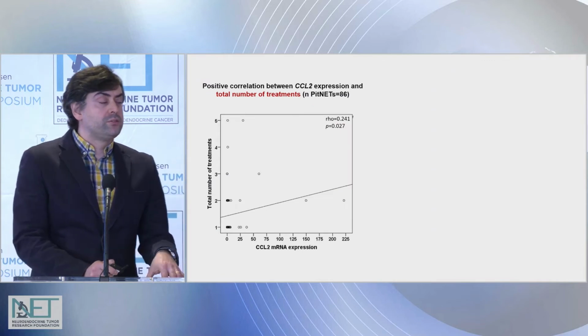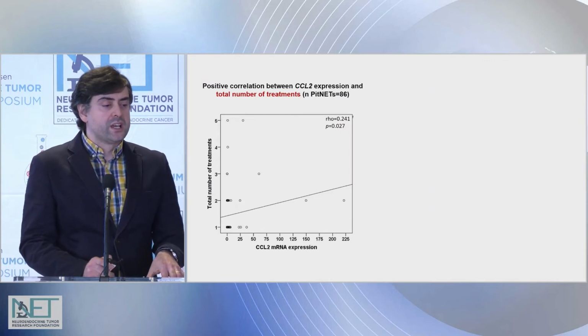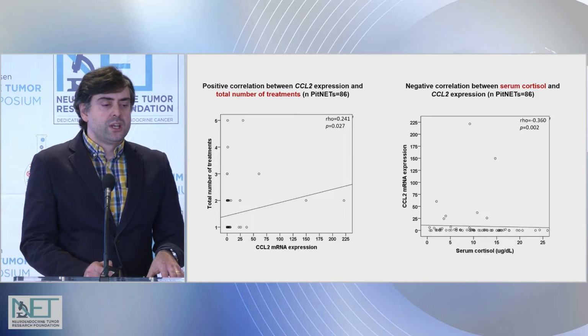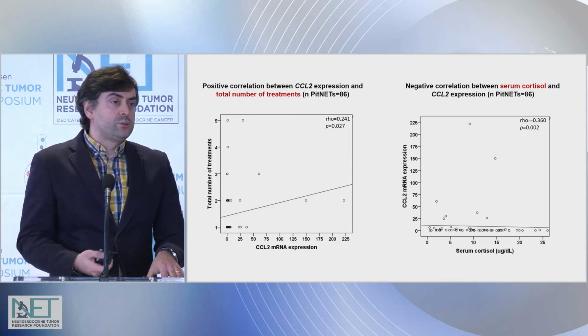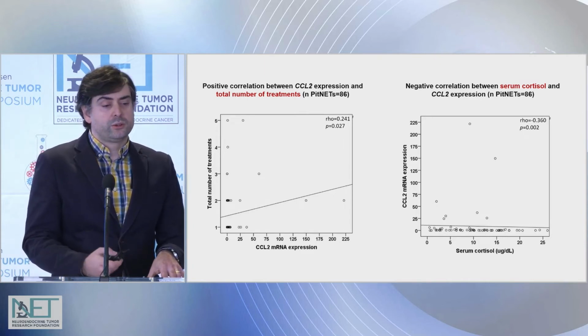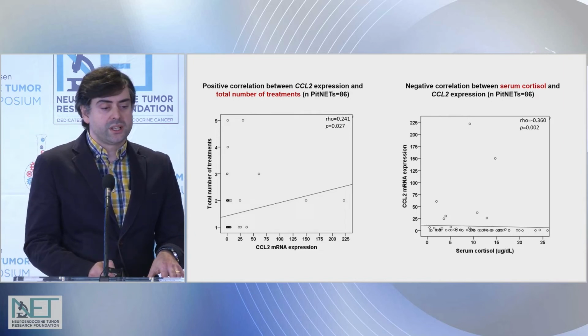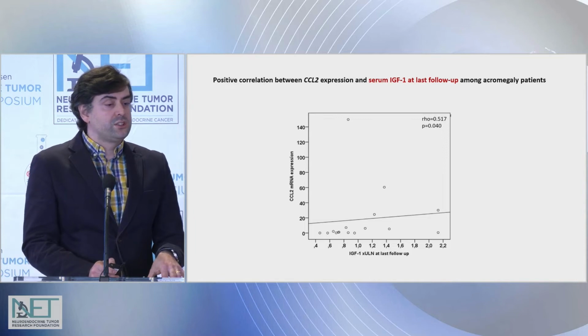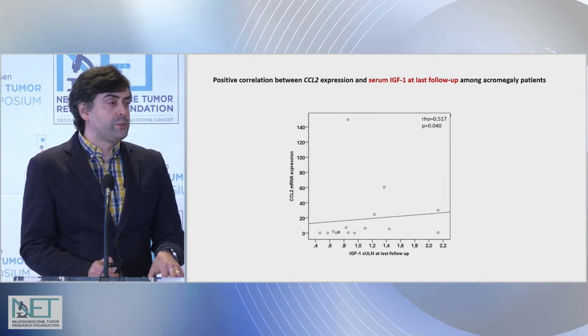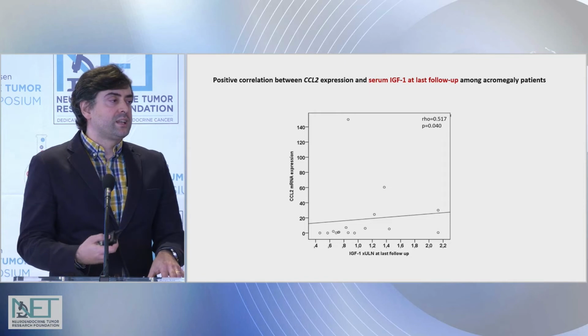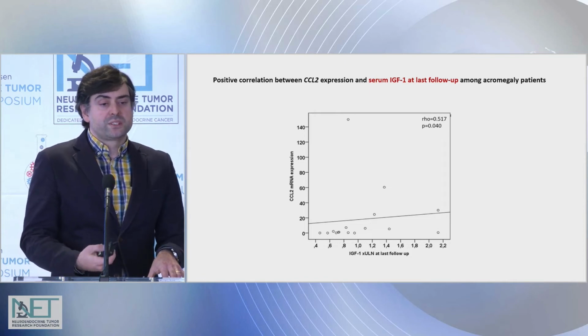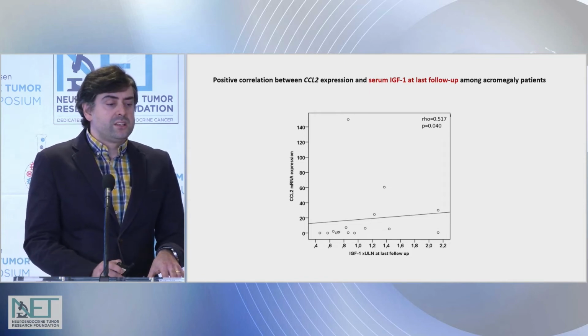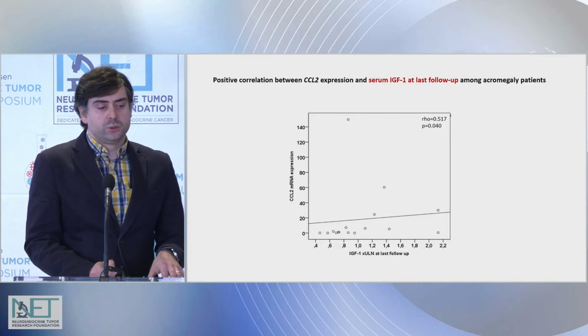We also found a positive correlation between CCL2 expression levels and the total number of treatments, and also an interesting negative correlation between serum cortisol and CCL2. It's well known that serum cortisol has anti-inflammatory and immunomodulatory roles, so these might be related. We found a positive correlation between CCL2 expression and serum IGF-1 at last follow-up in acromegaly patients. IGF-1 is the hormone that we check to assess the activity of the disease, and there is a positive correlation between these two.